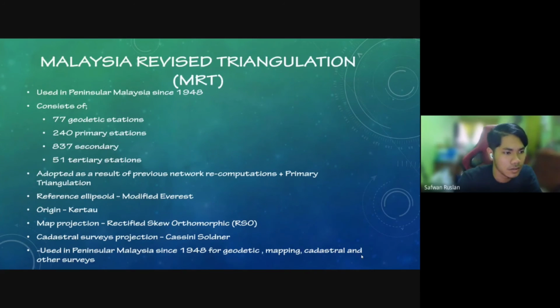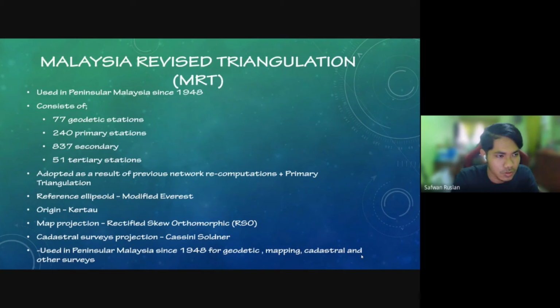So, the Malaysia Revised Triangulation, MRT, was used in Peninsula Malaysia. It consists of 77 geodetic stations, 240 primary stations, 837 secondary stations, and 51 tertiary stations. It was adopted as a result of previous network recomputations and primary triangulations. The reference ellipsoid was based on the modified Everest, with origin at Kertau.